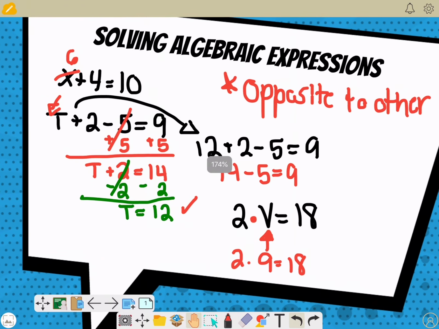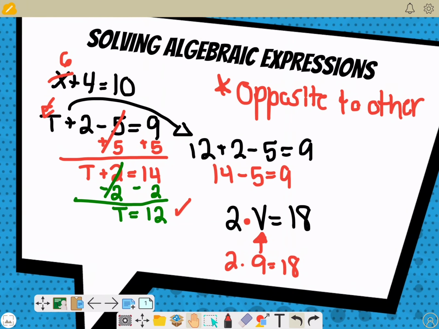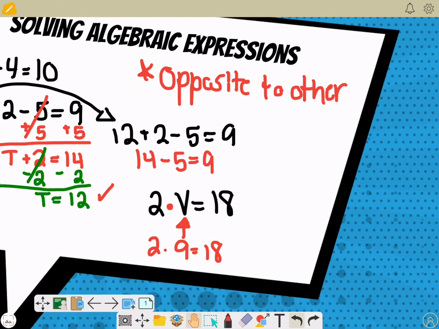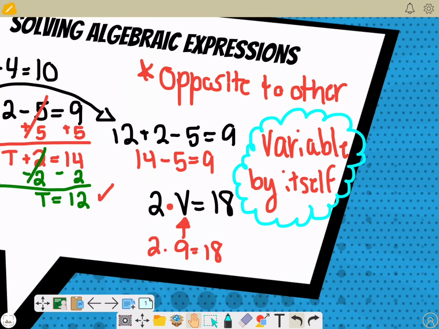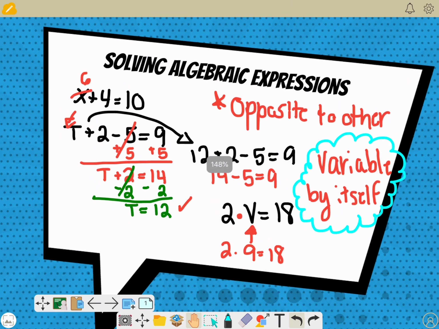And basically, whenever you're solving algebraic expressions, you are just trying to get the variable by itself. That's kind of the whole job. You're trying to get the variable by itself to figure out what it would be equal to. And we're going to do some more problems on this, a couple more videos where we're just practicing solving variable equations.